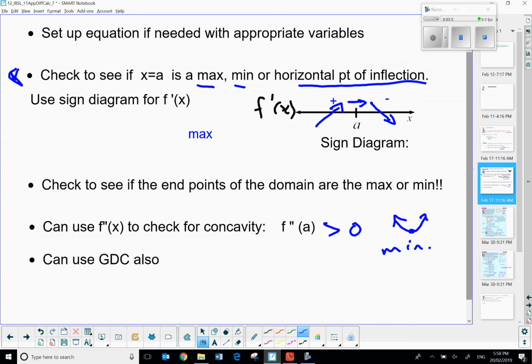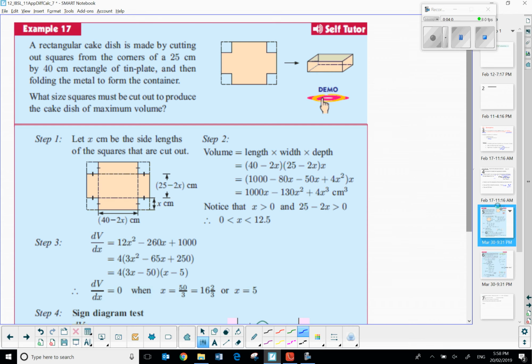So we'll run through two fairly typical examples here. Something like this first one, these are just from the textbook. This could come up in your IB papers. It's a fairly common question where you've got a piece of metal plate, you're cutting out the corners and folding it to make your volume.